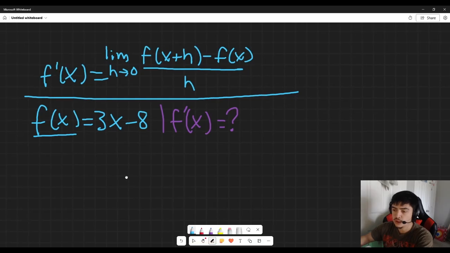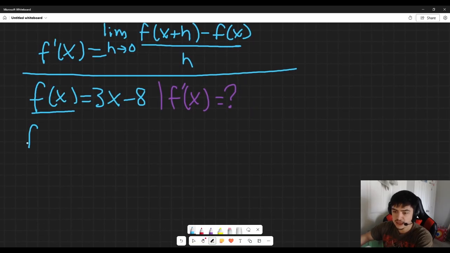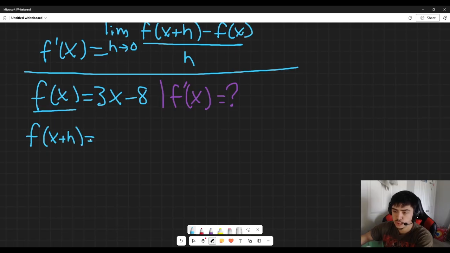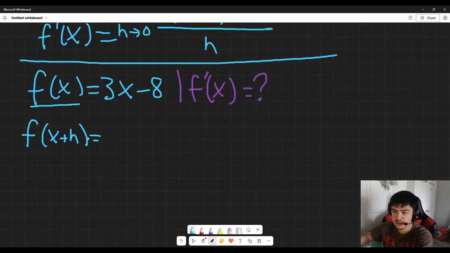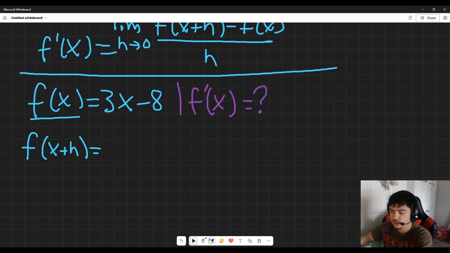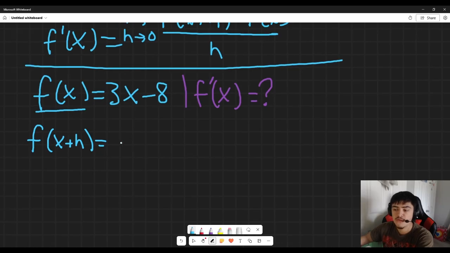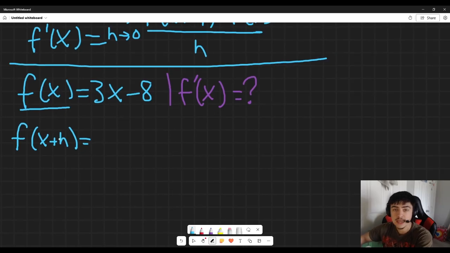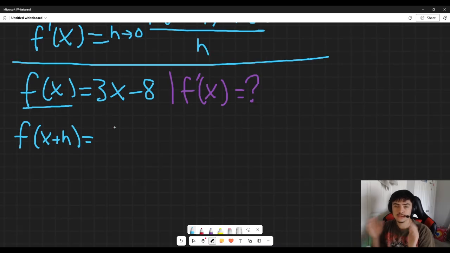And all we have to do is wherever you see an x in your function, you need to plug in x plus h. So here, for our original function, our input is just x, meaning we just plug in whatever value of x into here. But for our new function, f of x plus h, wherever we see an x, we need to just squeeze in an x plus h. And this is what that looks like.